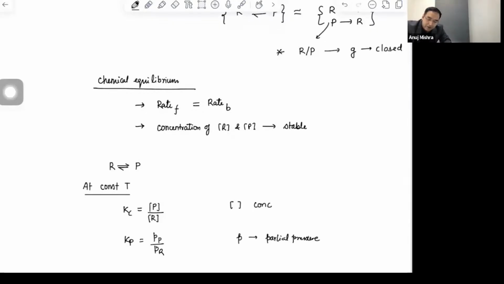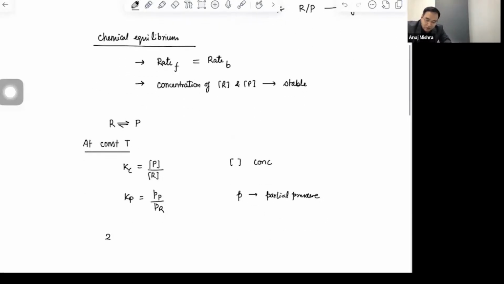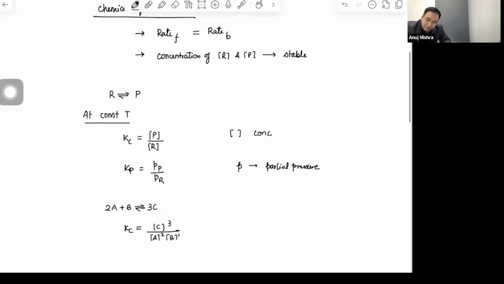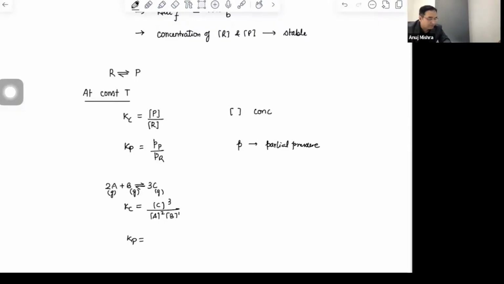Had it been an equation like this, 2A plus B give 3C. So what will be Kc? Kc will be C power 3 divided by A power 2 into B power 1. What will be Kp if it is gas? Can all of you write Kp? What will be Kp? Adil? Pc power 3 divided by Pa power 2 into Pb power 1.